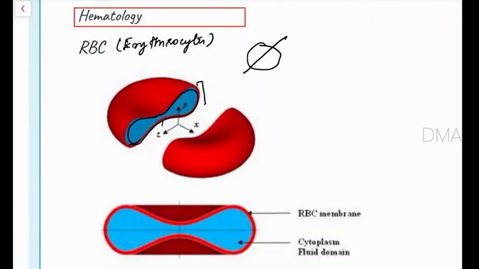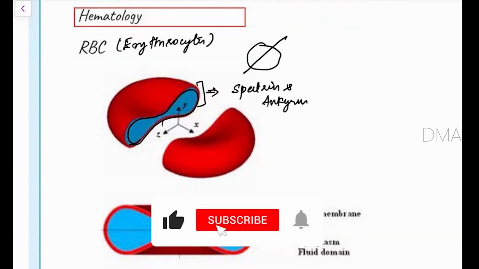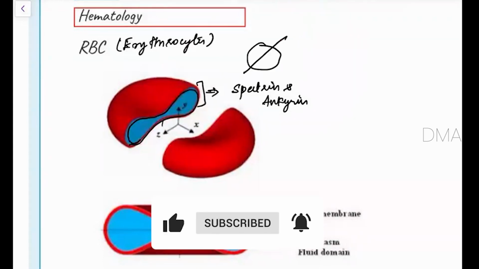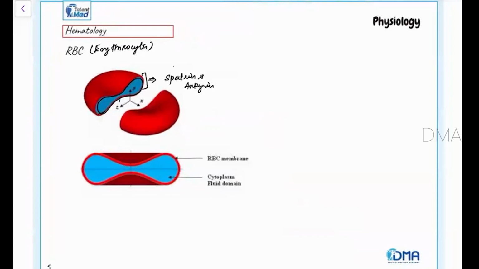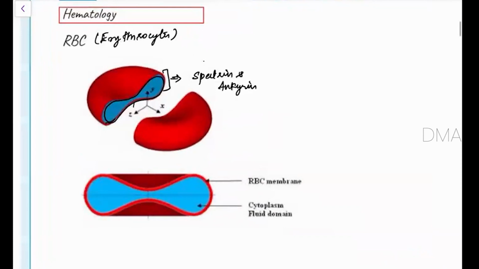So this structural stability is maintained by the important proteins called spectrin and ankyrin. So this is the reason why this biconcave shape of RBC is maintained. This is the structure of RBC, and this structure is maintained by the two major proteins called spectrin and ankyrin. Remember, this is very, very important. The spectrin and ankyrin are maintaining the shape of the RBC.